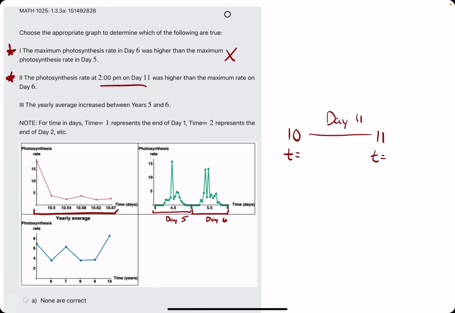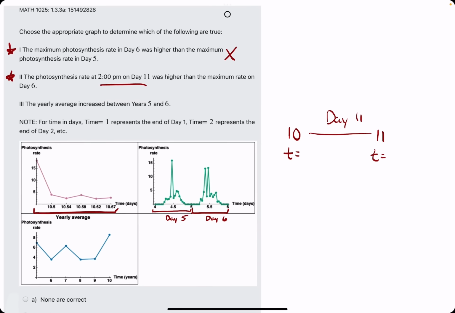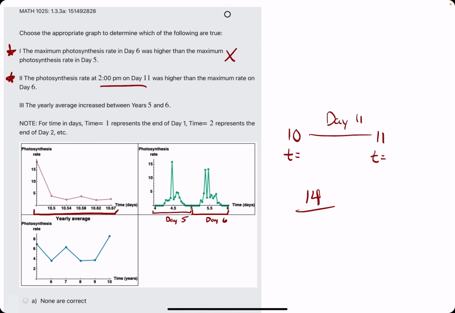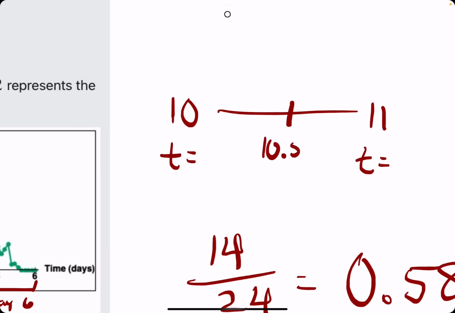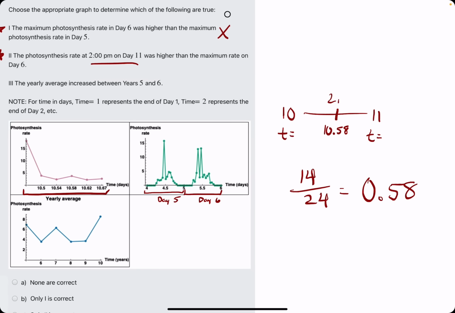So to find 2 p.m., we want to first think about how many hours since midnight is 2 p.m. How many hours into the day is 2 p.m.? So 12 hours would get us from midnight to noon, and then 2 more hours to 2 p.m. So we have 12 plus 2, or 14 hours into the day out of the total 24 hours. Using a calculator, 14 divided by 24 is about 0.58. So 0.58 is the decimal into day 11. So in other words, in between 10 and 11, 10.58 should represent 2 p.m.